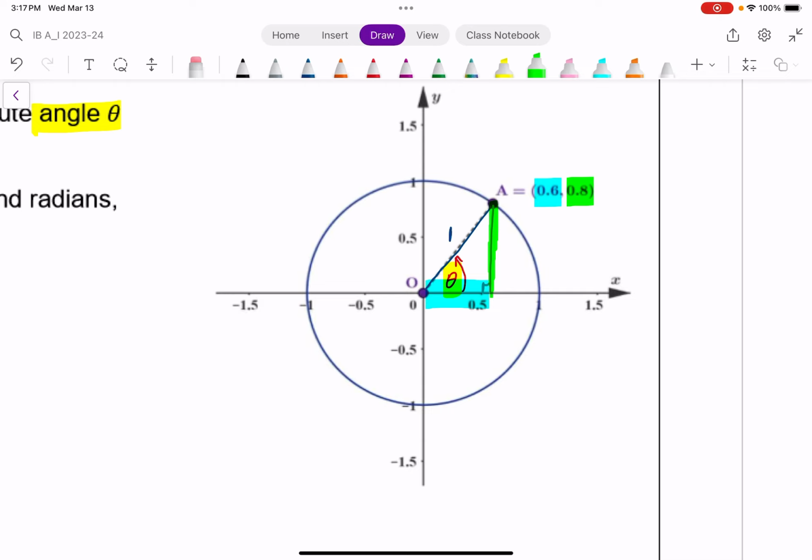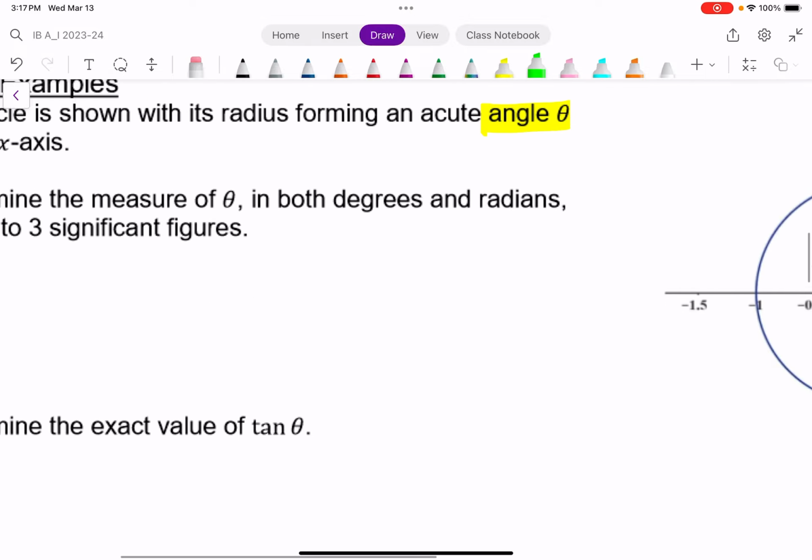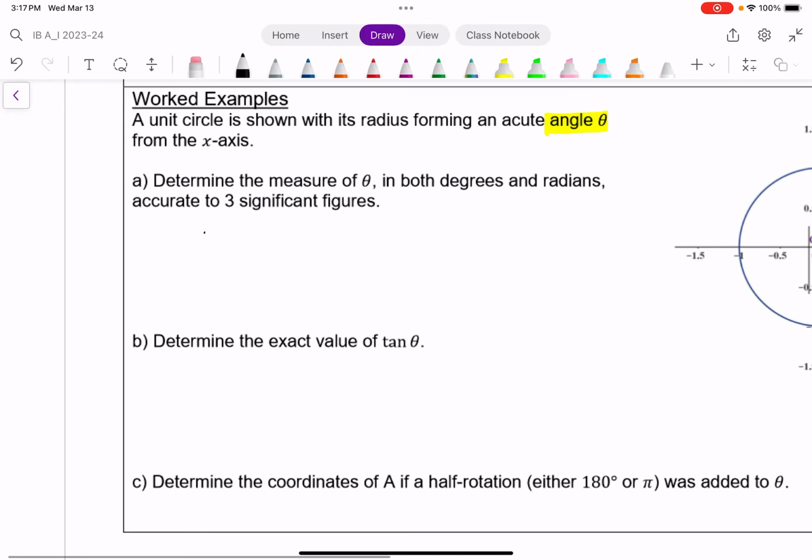And so I can see from angle theta, I have all sides of this triangle. I'm going to stick with just the points 0.6 and 0.8, so I can use the tangent ratio if I want. And I can see the tangent of theta equals opposite over adjacent, or in this case, the tangent of theta is 0.8 divided by 0.6. Now, what is that angle? At this point, I need my calculator, and I need to use the inverse tangent function.